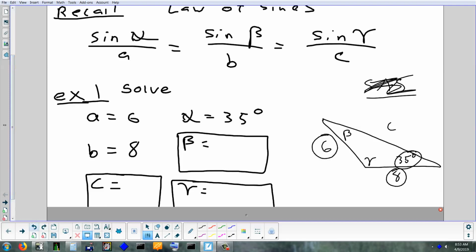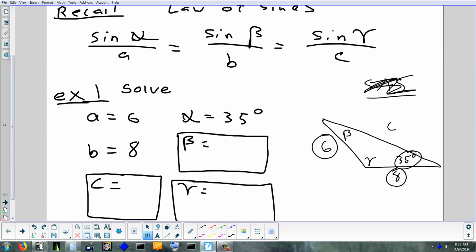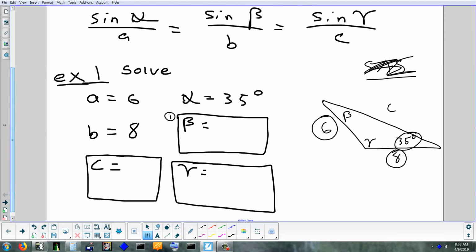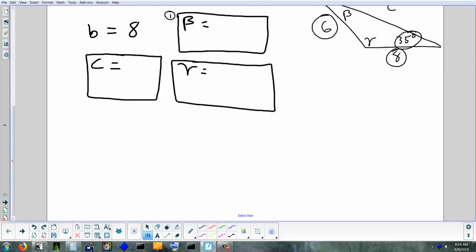So with side, side, angle, Aiden, what do I have to find first here? The beta. Yep, I've got to do this one first. Now, notice in the box where I wrote beta, I put it up a little higher, just in case there's a second answer, I'll put it lower. If there isn't, then I've got a little extra space there. But if there is, I've got room for it. Okay, so let's set it up to find beta.